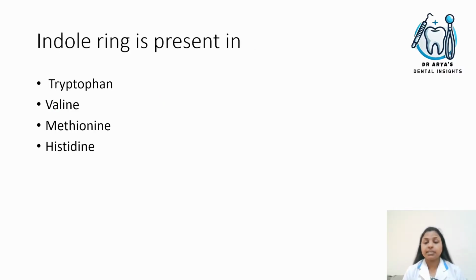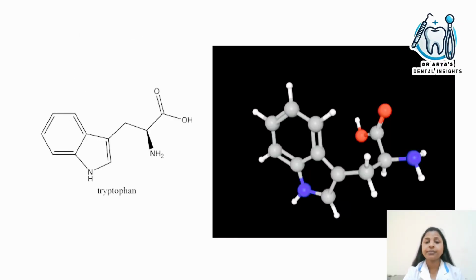In which of the following amino acids is the indole ring present? A. Tryptophan, B. Valine, C. Methionine, and D. Histidine. So this is the indole ring, and this is present in tryptophan. Okay.